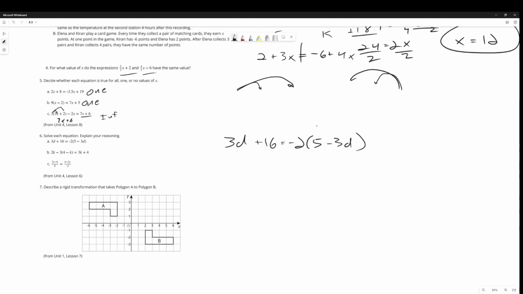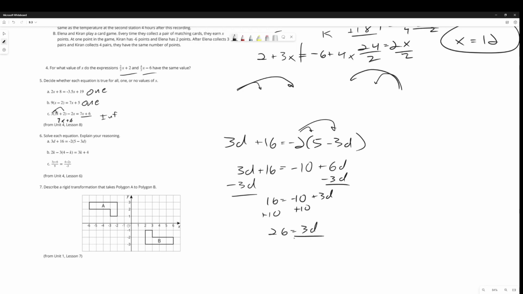Now if I'm doing this, I'm just going to distribute that because that's pretty easy, right? Negative 2 times 5 is negative 10. Negative 2 times 3d is going to be a positive 6d. Bring everything down. And I know I should have one solution because I've got 2 different variables. Subtract 3d, subtract 3d. 16 equals negative 10 plus 3d. Plus 10, plus 10. 26 equals 3d. Divide by 3, divide by 3.